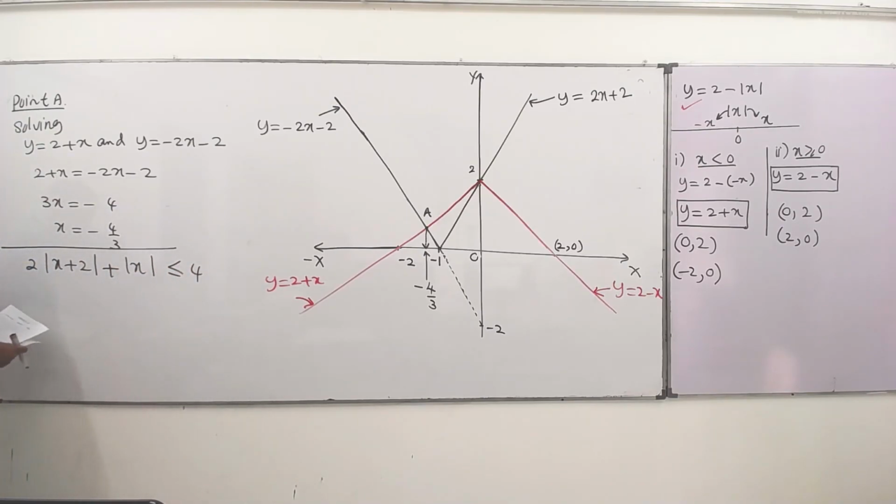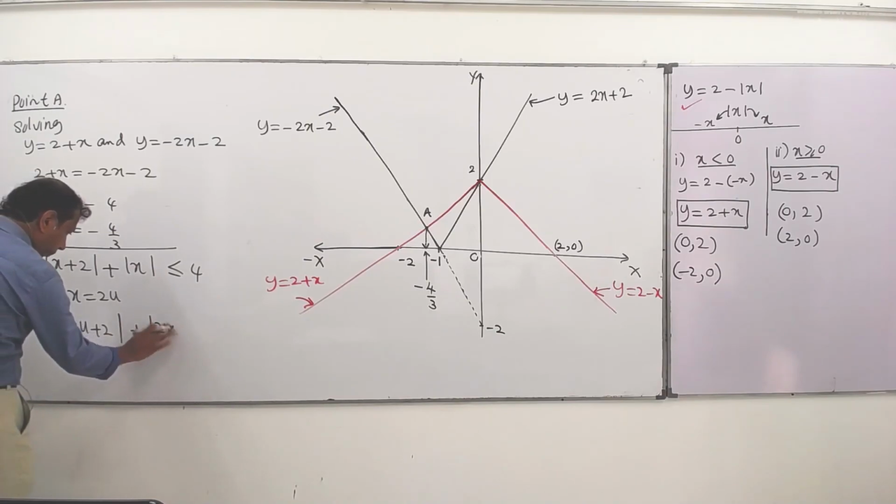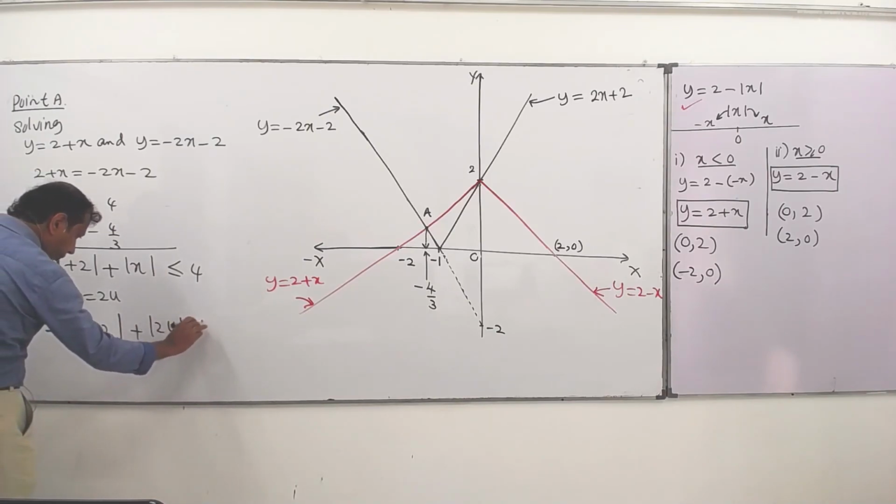Okay? Right. Now, what I do there, I use a substitution for x as 2u. Substitute for every x, 2u. 2 times mod 2u plus 2, plus mod 2u, less than or equal to 4.